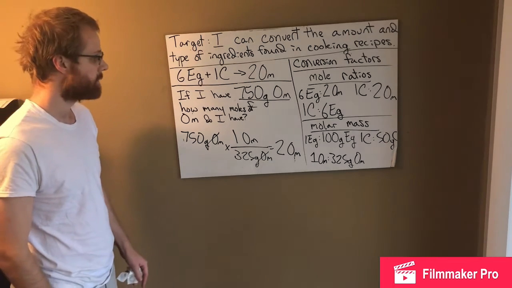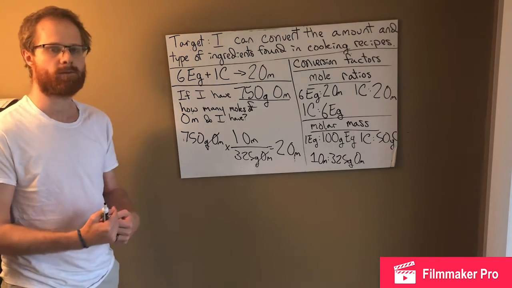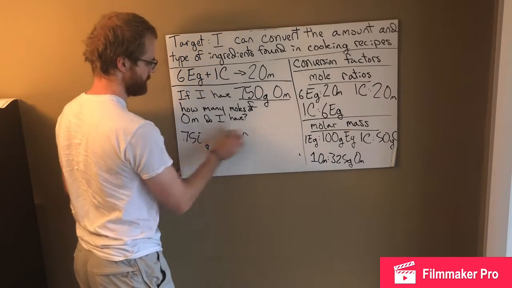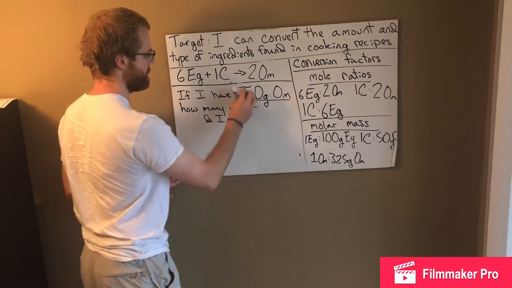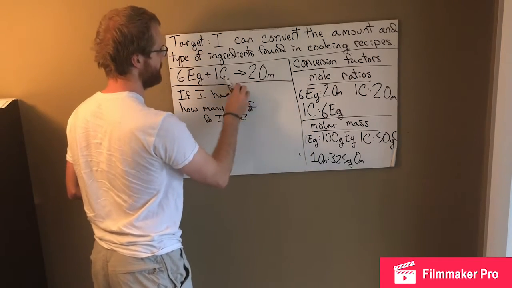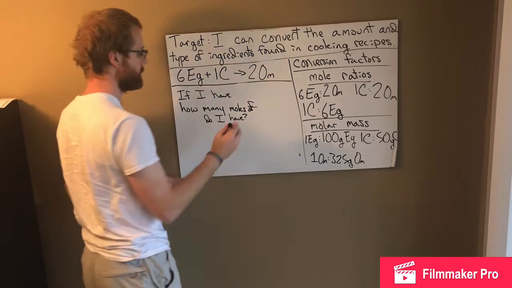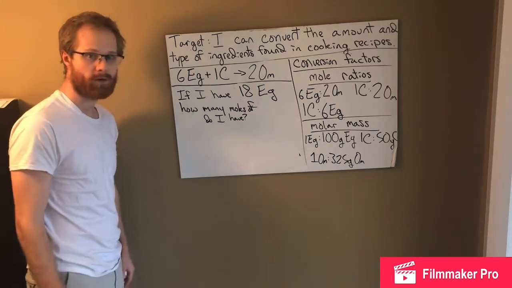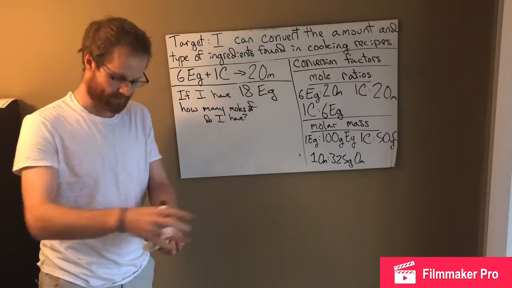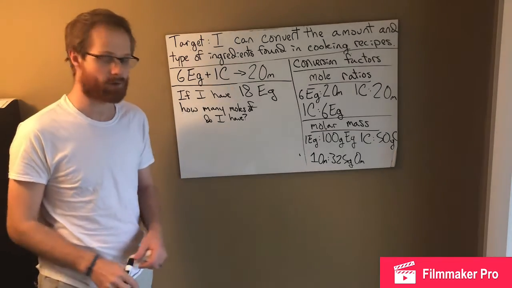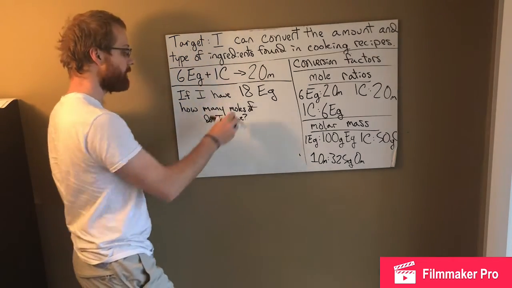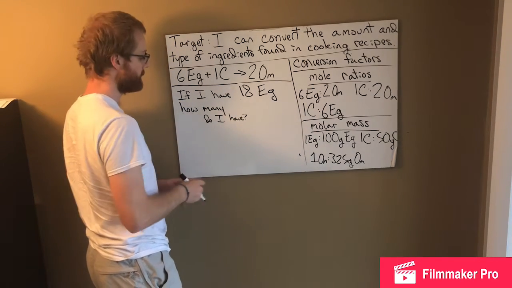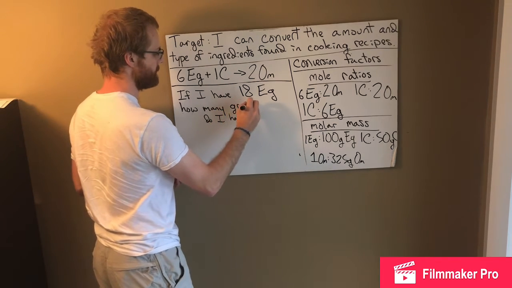Cool. All right, so let's try and do a couple of problems in reverse. Let's say this time we know we have 18 eggs. I went to the grocery store, got one of those special value packs with like 18 eggs in it. None of them were cracked. It was great. And I know how many moles I have, right? I have 18 eggs, or 18 moles of egg. But how many grams do I have?